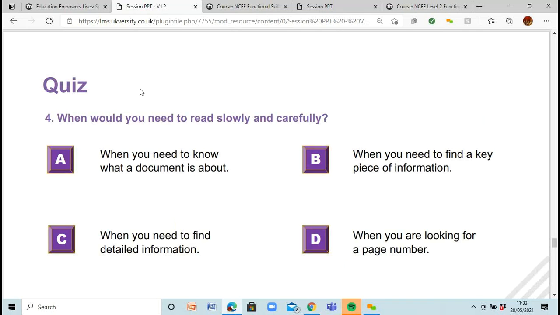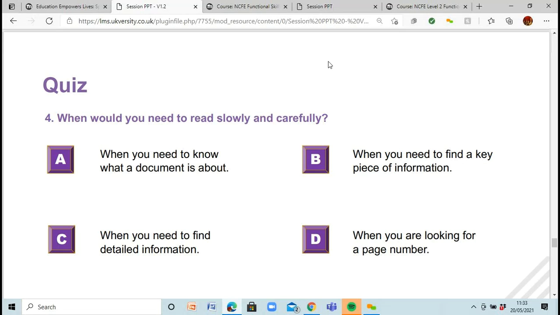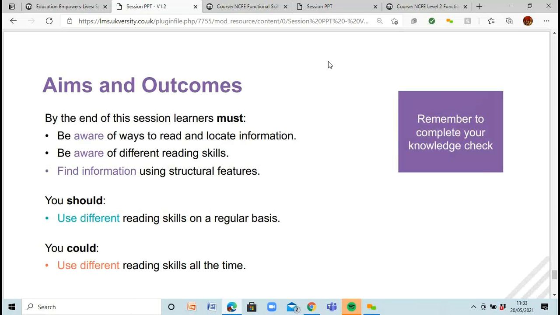And then your last question on this. When would you need to read slowly and carefully? A, when you need to know what a document is about. B, when you find a key piece of information. C, when you need to find detailed information. Or D, when you're looking for a page number. C. Well done. Yeah, you're right. When you need to find detailed information. Perfect. So if you're looking for detailed information, read slowly and carefully, and that is the best way to go.